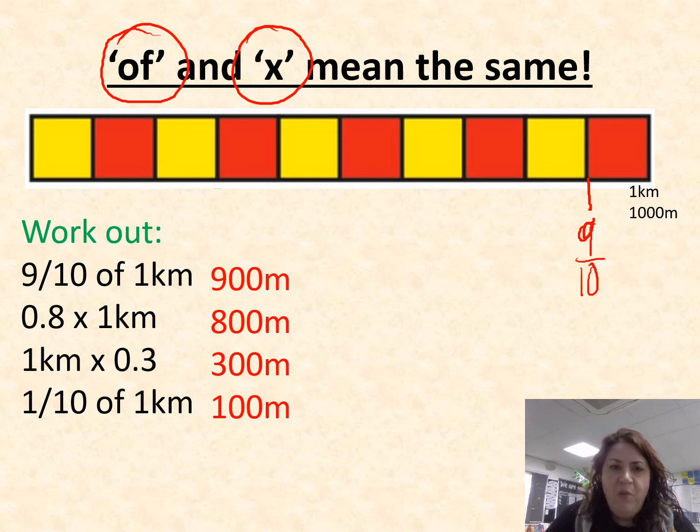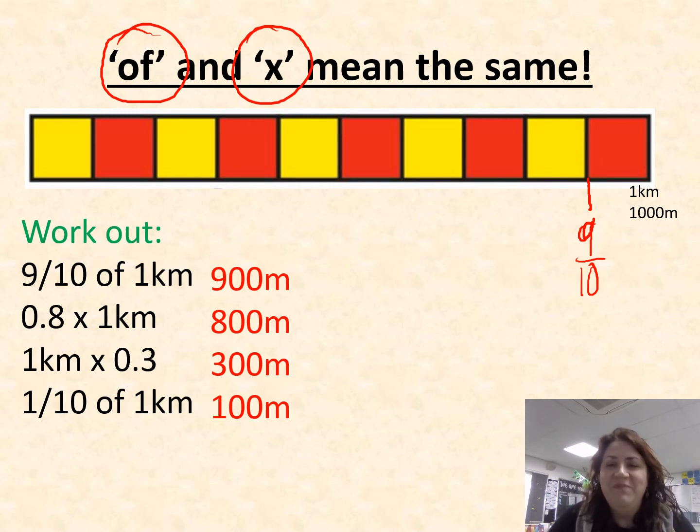Okay, so we've got to think about what each section is worth. They're not worth 1 because that would only give us 10 metres. They're not worth 10 because that would only give us 100 metres. So each section is worth 100 metres. Then we would get our 100, 200, 300, 400, 500, 600, 700, 800, 900 up to 1,000.